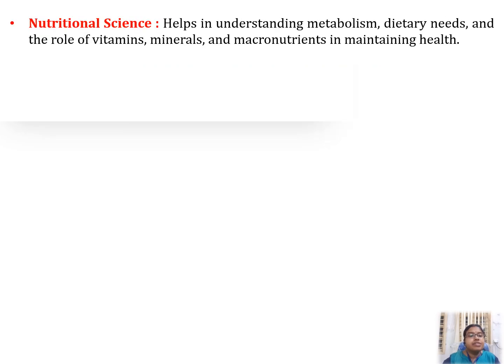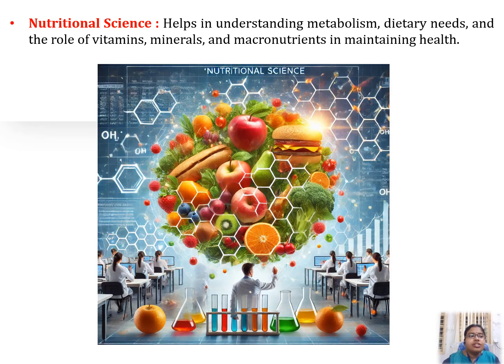Next, nutritional science, understanding food and health through biotechnology. Nutritional science is about how food, nutrients, and biochemical processes impact human health. It focuses on how the body uses food for energy, for growth, for repair, and overall well-being. So what is nutritional science?